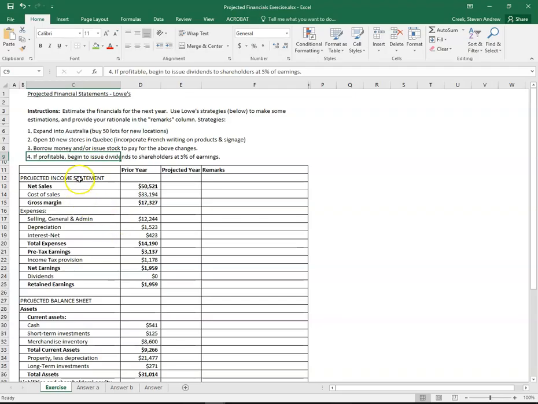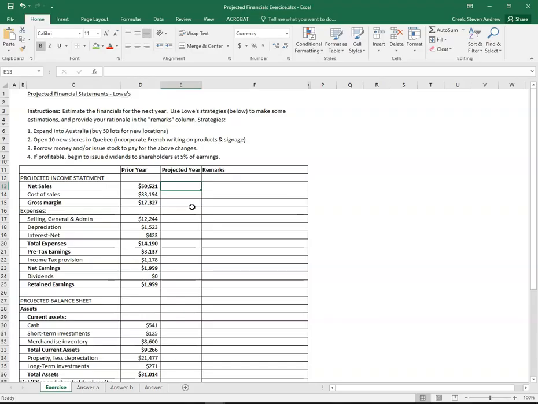So always remember, we're starting with the income statement. We'll get to the balance sheet once the income statement is completely done. So what we would have done here is gone to perhaps Yahoo Finance and pulled last year's projected income statement, last year's projected balance sheet. So this information would have all been provided there. And our job then is to come up with the projections. And we always start with net sales.